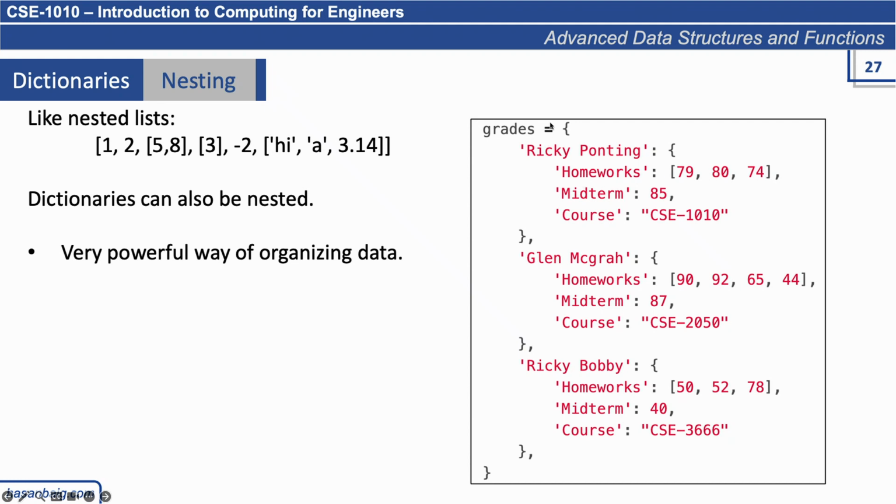Okay, so the grades dictionary contains how many keys? Try to read it in this way. The grades dictionary contains how many elements? How many keys? 3. Ricky Ponting, Glenn McGraw, and Ricky Bobby. And then the value associated to Ricky Ponting is also a dictionary. Now this dictionary again contains 3 nested elements. The first key is homeworks, and its associated value could be a single value. Here it is a list. So you see how complex a data arrangement or data structure can grow. Okay, so it's a very powerful way again.